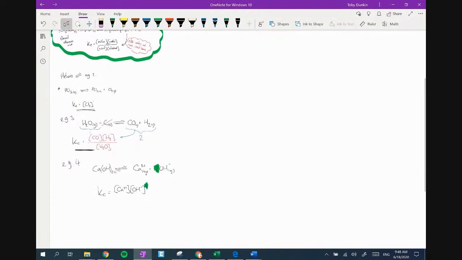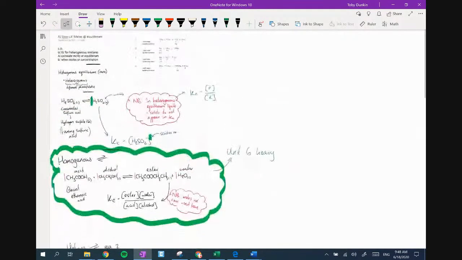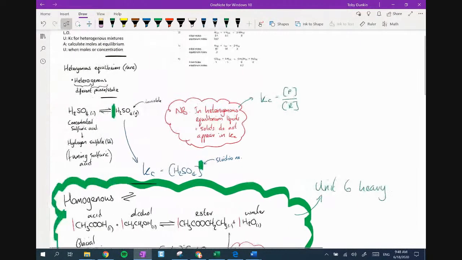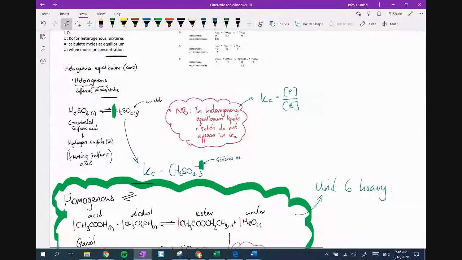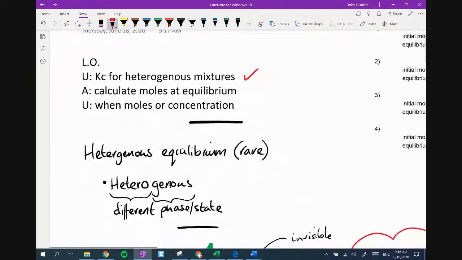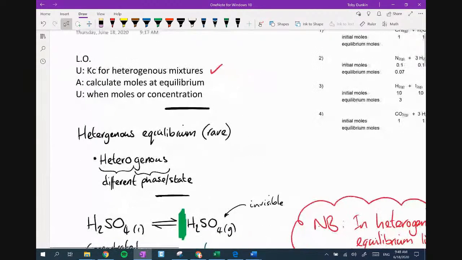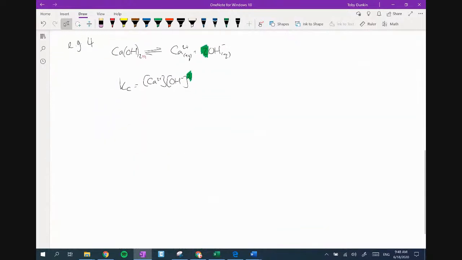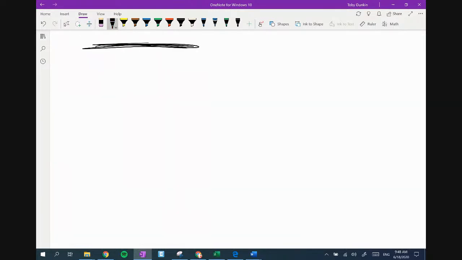You guys know this. Anyway, that pretty much boxes off this learning objective, which is nice. We can tick off the first learning objective: recognizing heterogeneous mixtures and how Kc varies with that. Right, now's the big one for today: calculating moles at equilibrium. Right, okay, guys.